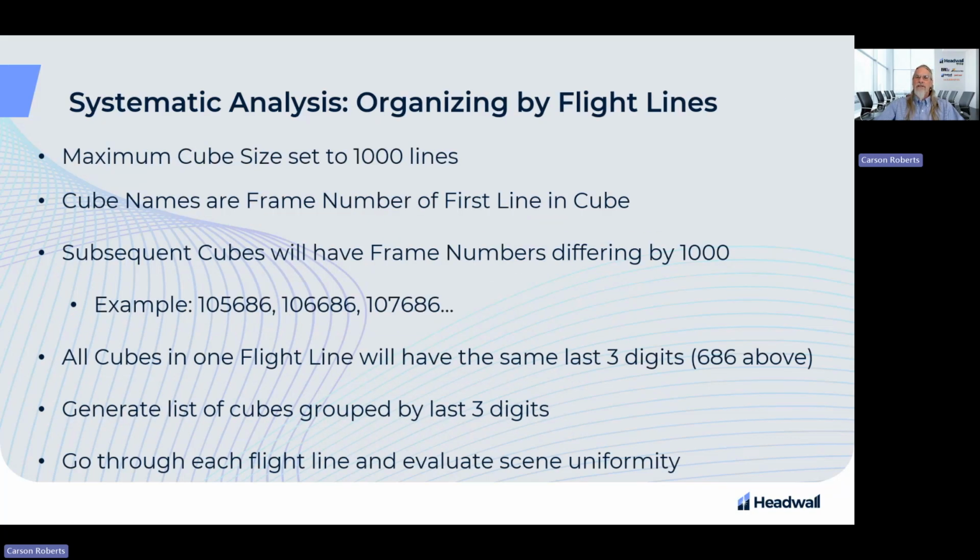Well, because each of the flight lines, each of the cubes is 1,000 lines, the last 3 numbers will be the same for all cubes in one flight line. And so that's how I can generate a list and say, just by the name of the cubes, I can see which one is which.